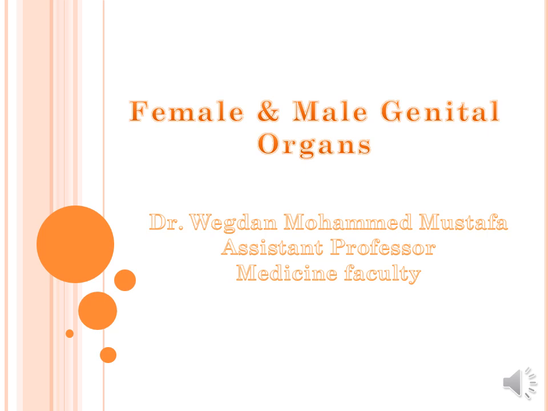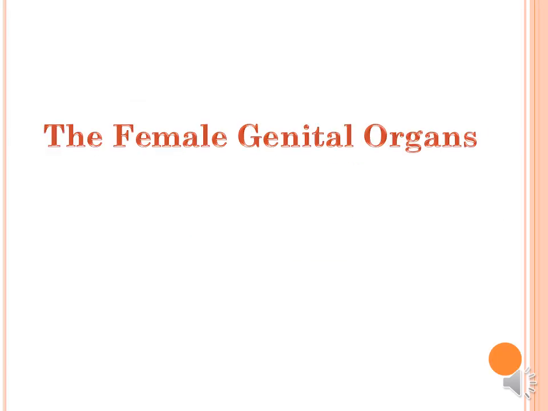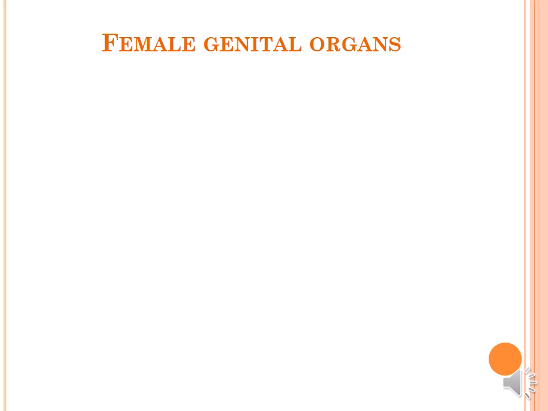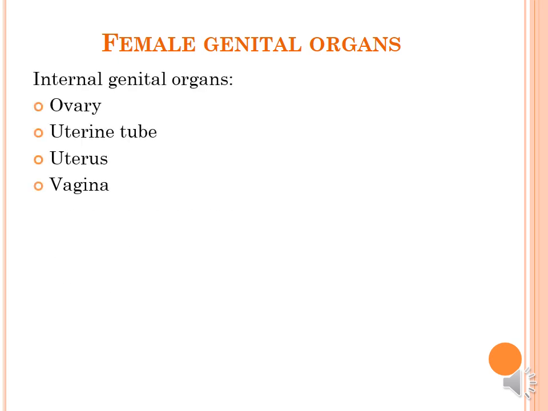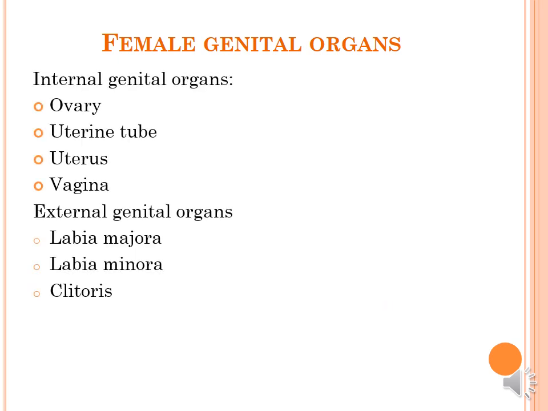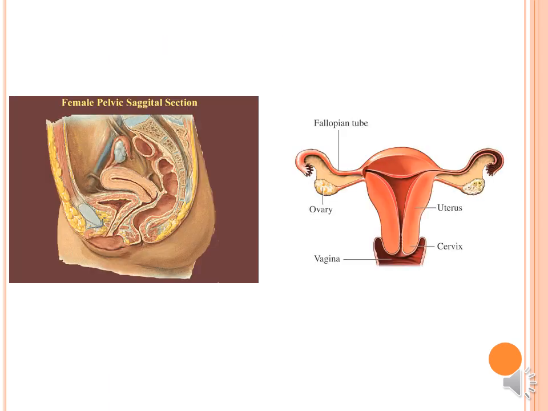Today we will talk about the female and male genital organs. Let's start with the female genital organ. The female genital organs include the internal and external genital organs. The internal genital organs include two ovaries, two uterine tubes, the uterus, and the vagina.